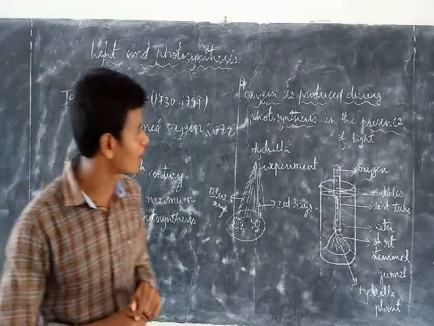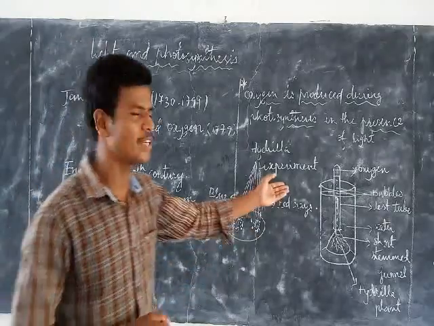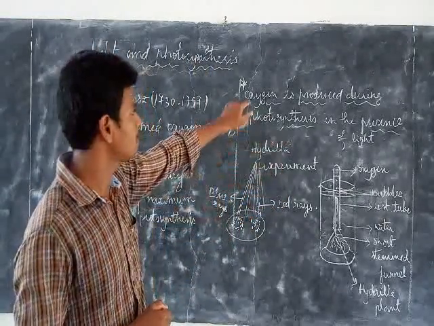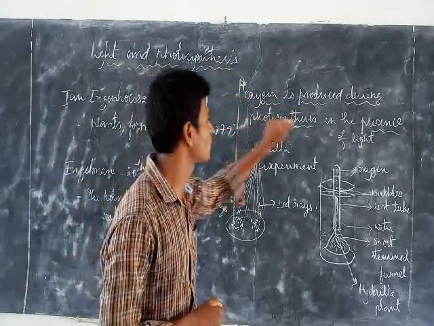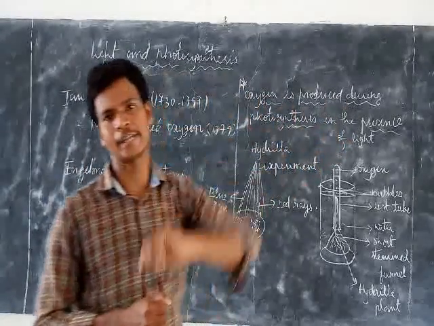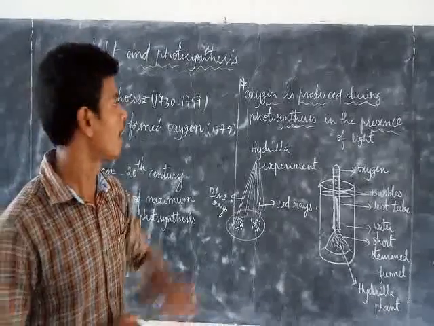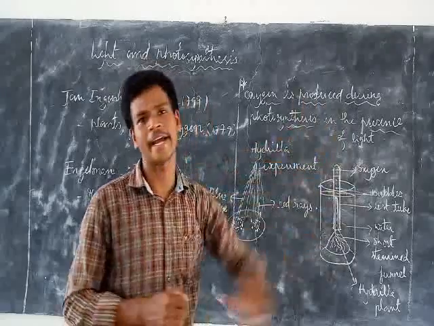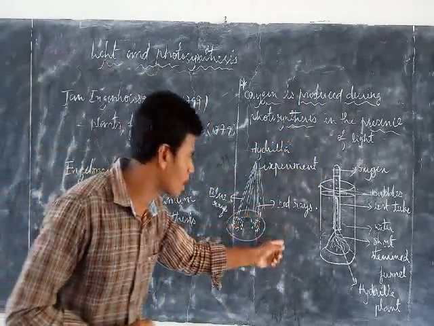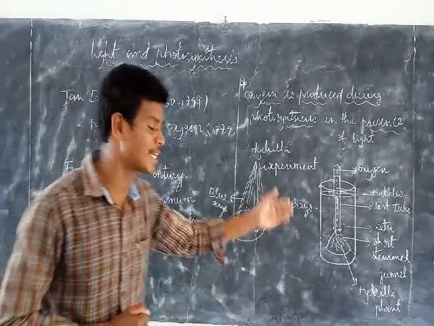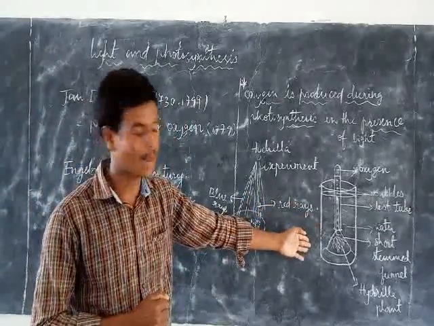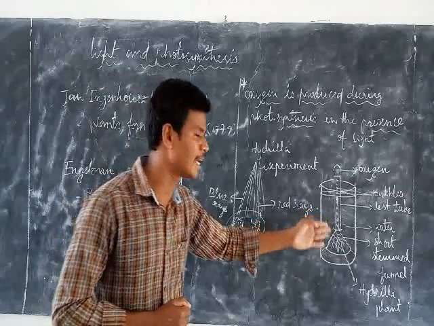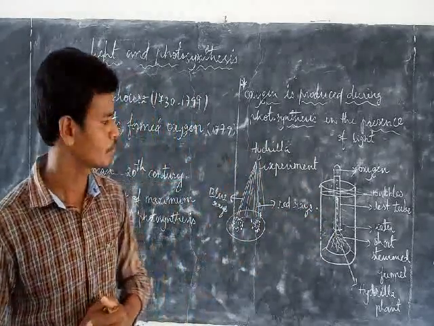Okay. Then, if you observe, there is another activity that explains light and photosynthesis. Oxygen is produced during photosynthesis in the presence of light. Okay, this is also one of the experiments. We have to arrange the apparatus as shown in this figure on the backboard. We have to set two identical apparatus.